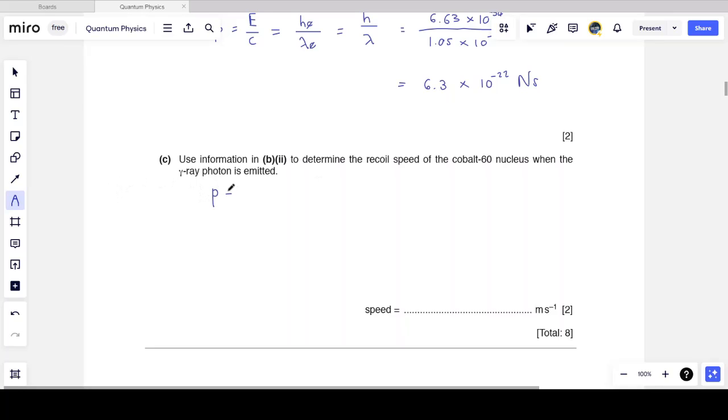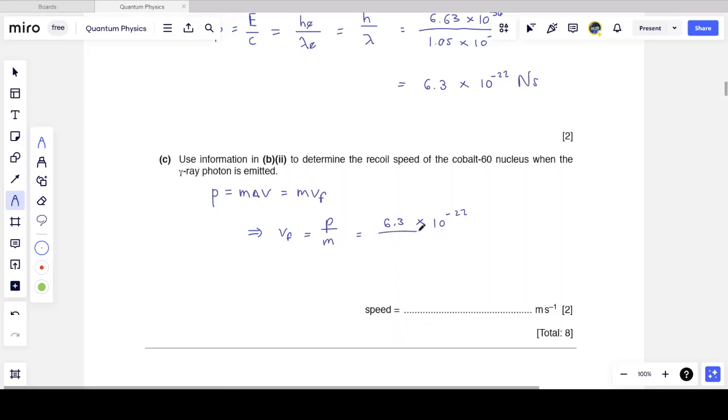So the momentum of the cobalt nucleus is m delta v, which is m times its final speed, since its initial speed is 0. It starts from rest. So the speed that the cobalt nucleus recoils with is its momentum divided by its mass, a little bit of rearranging, p over m. And its momentum, like we said, must be the same as that of the gamma ray photon that's emitted, which is 6.3 times 10 to the minus 22 Newton seconds.